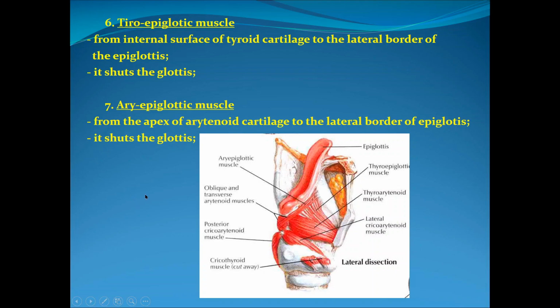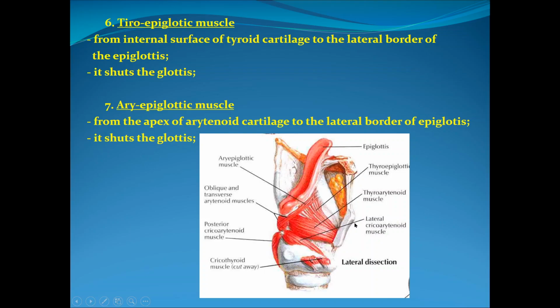Another muscle is thyroepiglottical. Again, thyro because of the thyroid, epiglottical because of epiglottis. So look right here, this is thyroepiglottical. Thyroepiglottical muscle, it shuts glottis. You will see this glottis very soon.